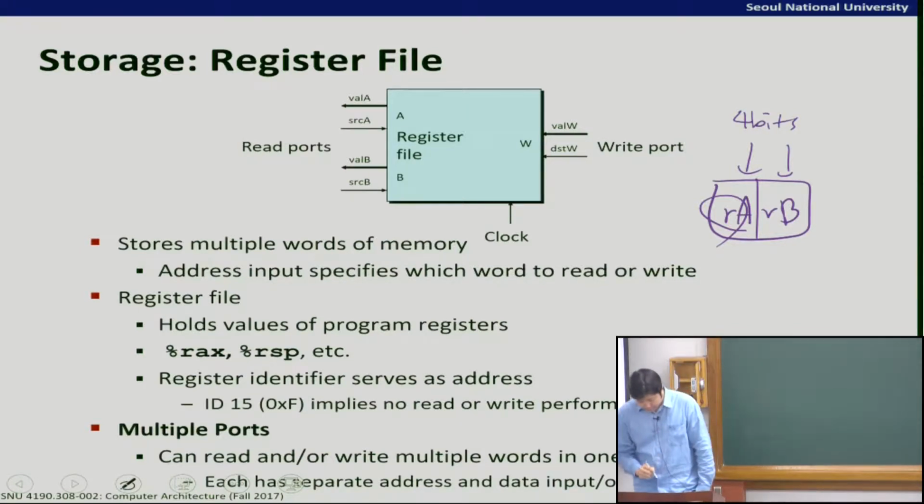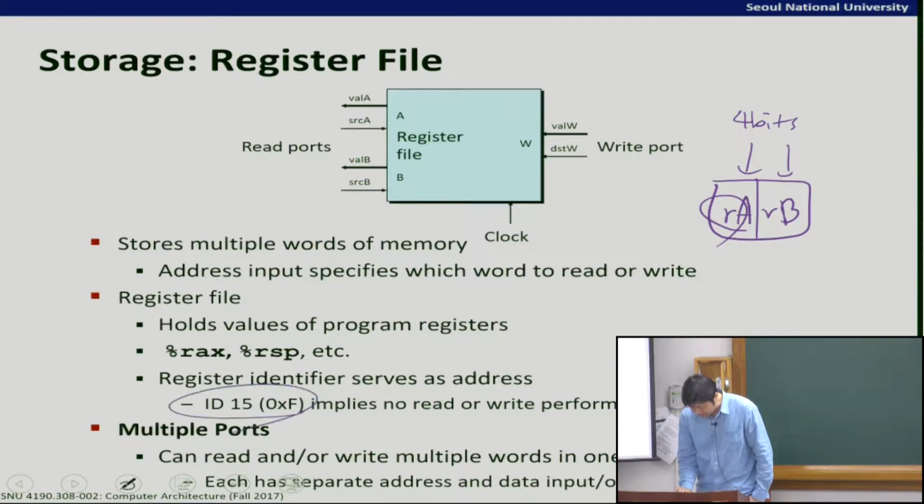And because we don't really use the 15th register, like ID 15, which is 1111, right? 1111 implies no read or write performed. So if you provide the address of F, or 1111, that means we are not really accessing those registers for read or write. Cool. And it also provides multiple ports. So what is a port? A port is a pair of address and data. That's called a port.